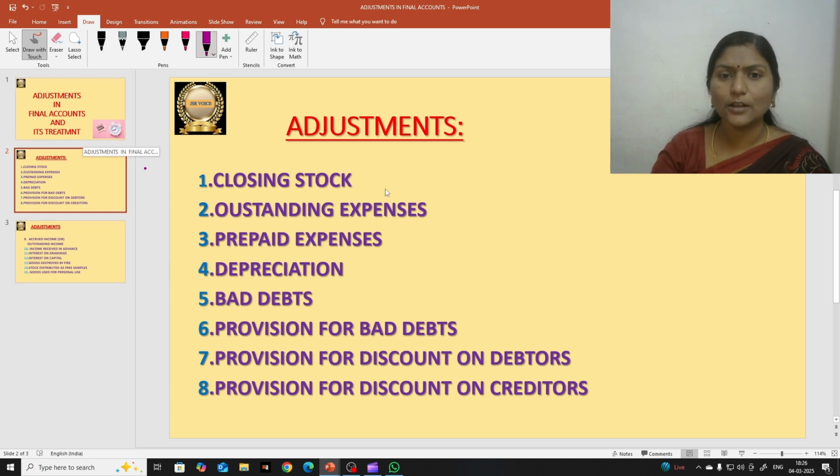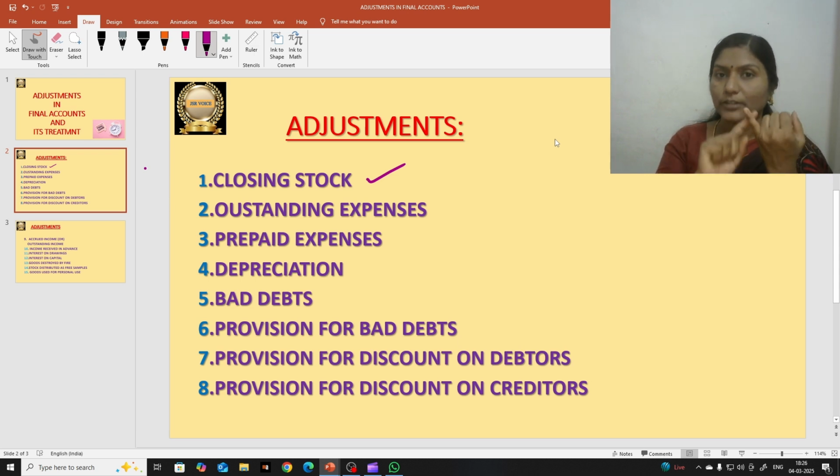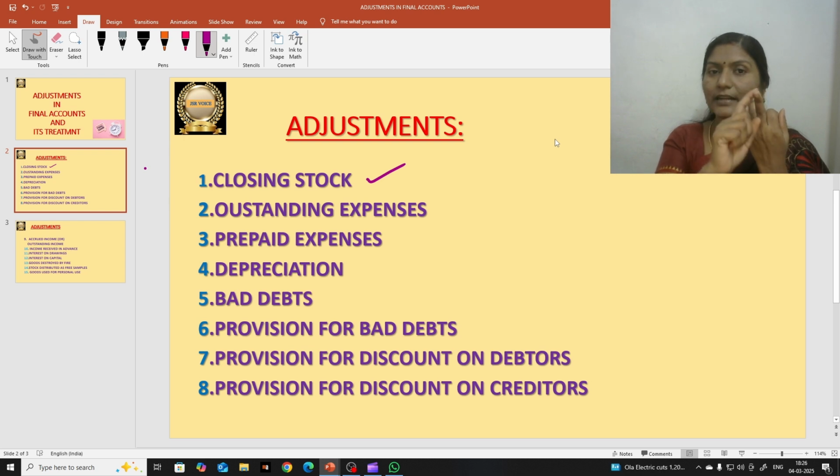First adjustment is closing stock. Students, you have to remember one point. In final accounts we prepare trading account, profit and loss account, balance sheet. So all adjustments, one time compulsorily, appear in the balance sheet, except very few. Most of the adjustments appear one time, that is the second time, in the balance sheet, and the first time it may appear either in trading account or profit and loss account. Second time it appears in the balance sheet. Hope this is clear for everyone.